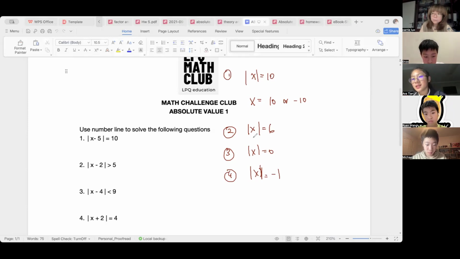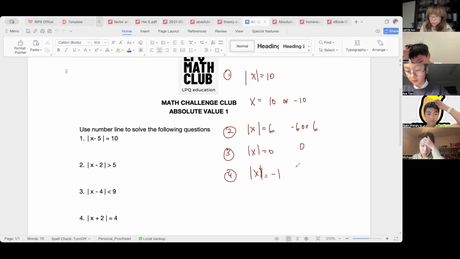How is the fourth one's absolute value negative 1? Very good, Ava. So you think your teacher is making mistakes or the question has a mistake? Get it? Okay, very good. Thank you, Ava. Your answer is very good. So the first one is negative 6 or 6, correct? The third one is 0, and this one is impossible.